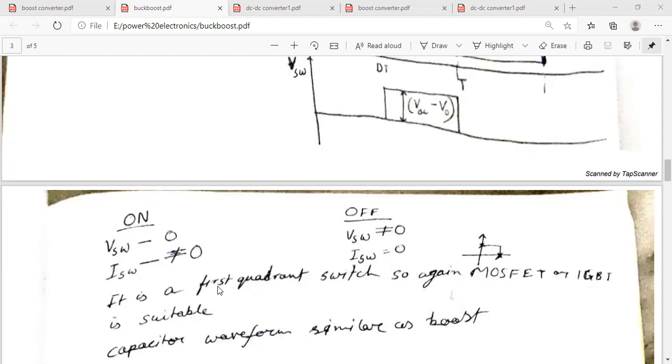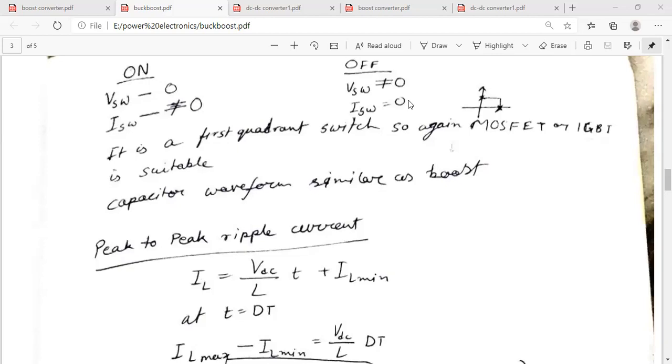Okay, so when the switch is on, switch on means switch closed. That means no voltage is there, short circuit is there, so current is not equal to 0 there. When the switch is off, that means it is open, voltage is huge, and current is 0. Sorry, this is open circuit, that was short circuit. So it is a first quadrant switch. So a MOSFET or IGBT is suitable.